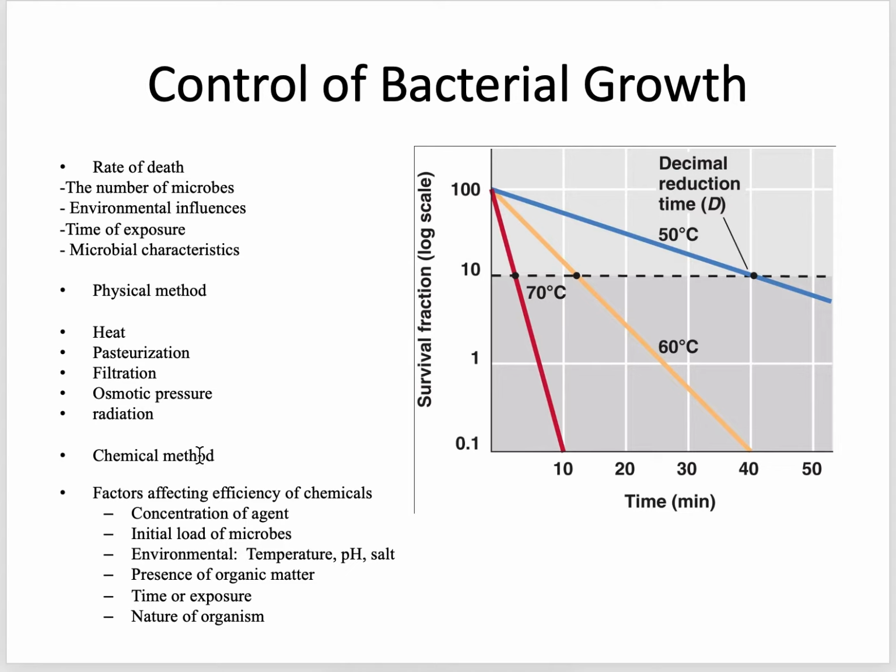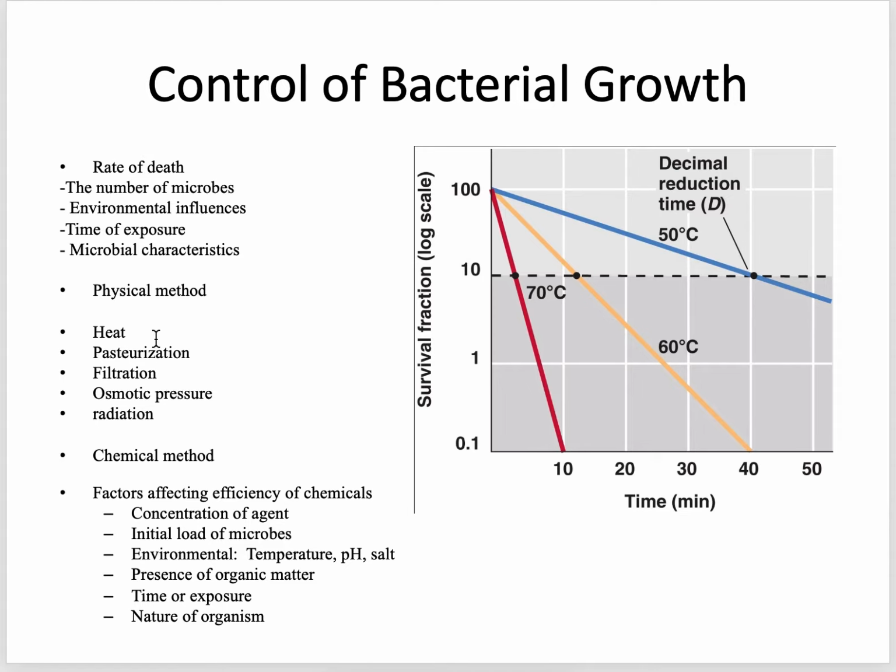Okay, that means the rate of death will depend on several factors. So what are those factors? The number of microbes present there, environmental influence, I mean what's the temperature, what's the pH, time of exposure, and microbial characteristics. So these are the factors which will affect the rate of bacterial death.